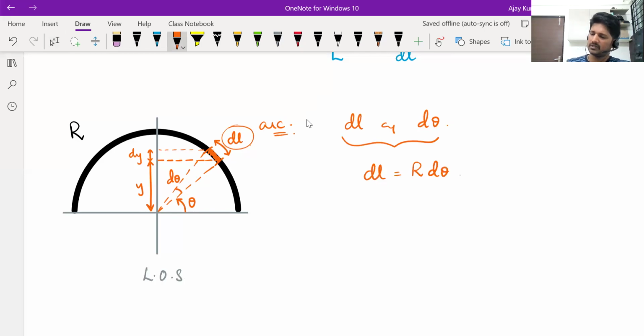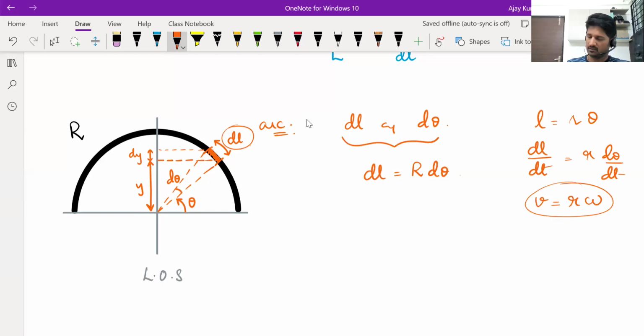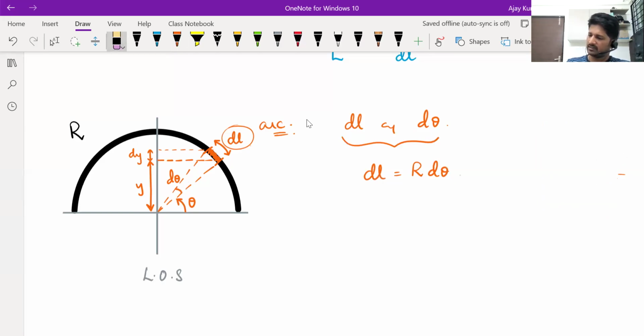Even in circular motion, we had used L is equal to r theta. Differentiate this, you will get dl by dt is equal to r times d theta by dt. dl by dt is nothing but the speed of the particle moving along the circle, and d theta by dt is nothing but omega. We had v is equal to r omega. Okay, so length of an arc and the angle subtended by it are related as L is equal to r theta. If it's a small length, small angle, then small length is equal to r times of small angle. dl is equal to r d theta.